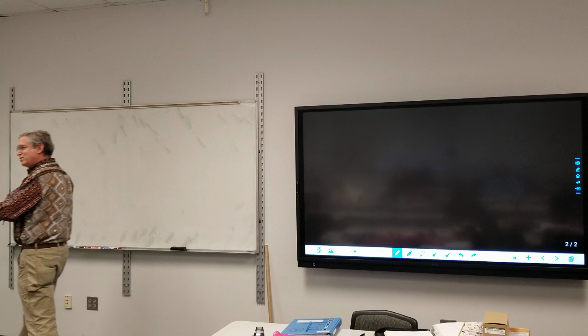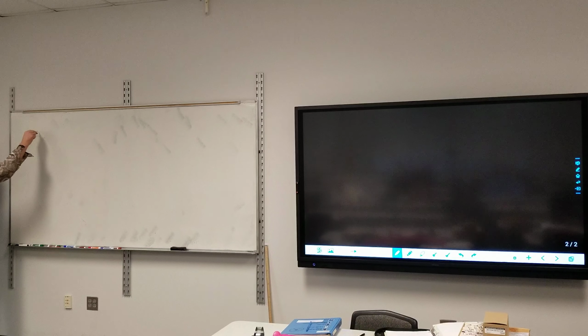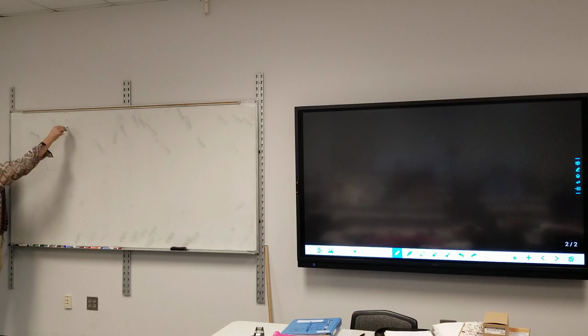All right, I understand you wanted me to work on one of those problems on the homework set. Yes. If I recall correctly, we have a ladder here with a mass of 8 kilograms.